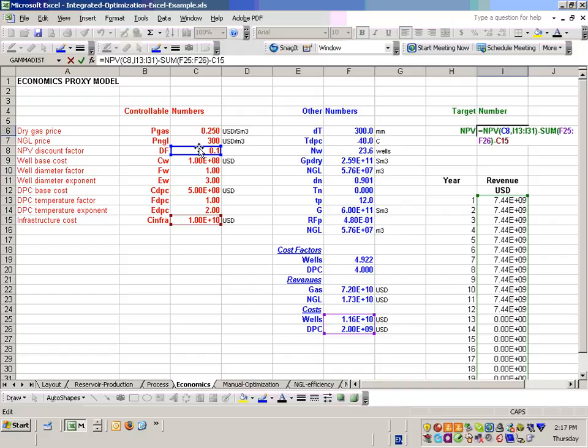And then you have to subtract off the infrastructure cost, the well cost, and the DPC cost. So you discount the annual revenues, and then you subtract off the infrastructure costs, the well costs, and the DPC costs.